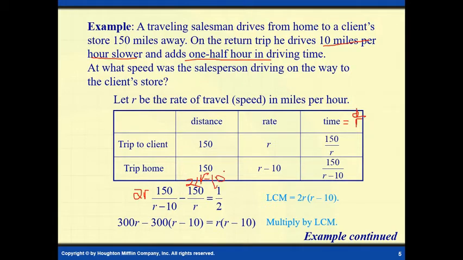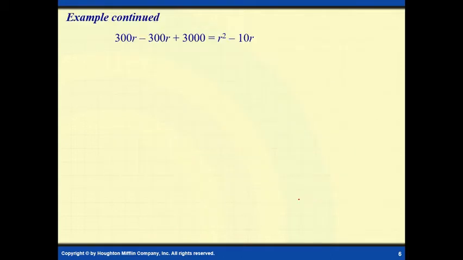Okay. This side over here, the 2's are going to cancel, and so you'll just have R times R minus 10. Okay, let's take a look at this. So we're going to do some distribution, and we're going to move everything over to the other side, okay? We're going to notice that these two terms totally cancel out. So we do have a quadratic, okay?